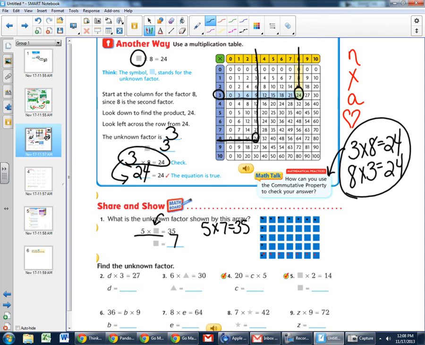On the bottom, find the unknown factor. You'll see you have a D on some, a B on some. This is what we were talking about. You can use several different things. You can use shapes. You can use letters. Please complete this portion of the page.